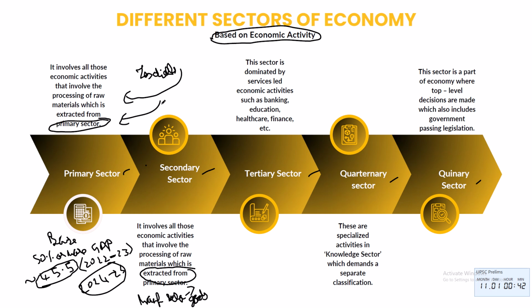So people engaged here are called blue collar workers, and approximately 26.1 percent of people were involved in the activities of the secondary sector. Next one is the tertiary sector. This sector is dominated by services led by economic actors such as banking, healthcare, education, etc.